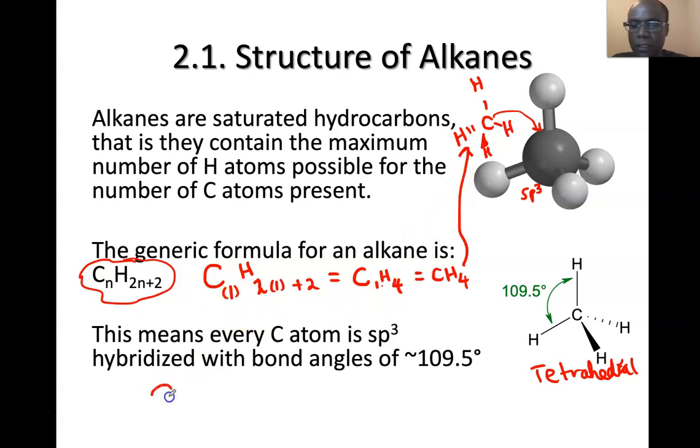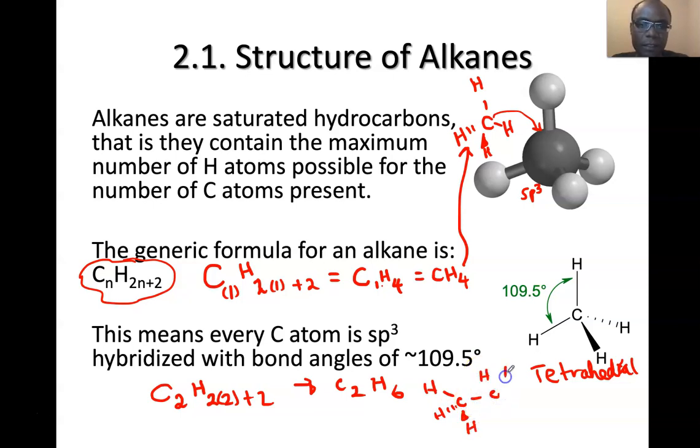So if you're looking at an alkane with 2 carbons, then the formula will be C2H(2×2+2). It's gonna happen to be C2H6, and that is the structure of ethane, a 2-carbon alkane with 6 hydrogens.